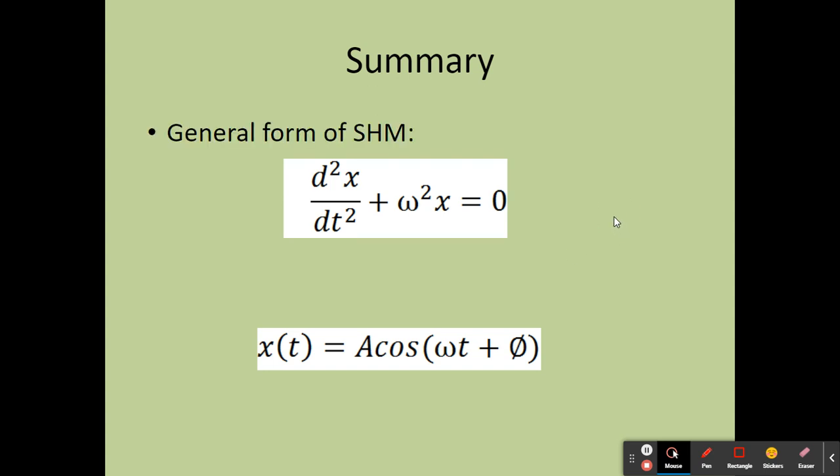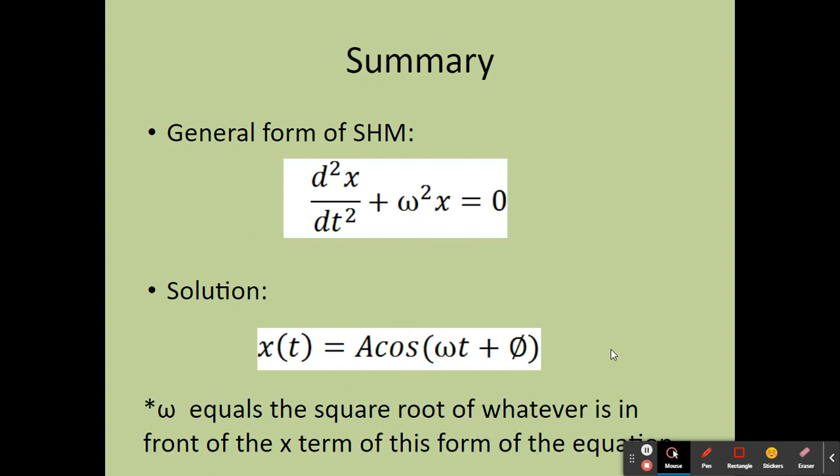So in summary, the general form of our simple harmonic motion for a spring looks like this. The solution looks like this. Amazing how we guessed right the first try. So we have the second derivative plus omega squared x is equal to 0, and that's our equation. And omega is equal to the square root of whatever is over here in this type of equation. And that's an important piece of information that I'm going to talk about for a little bit more.